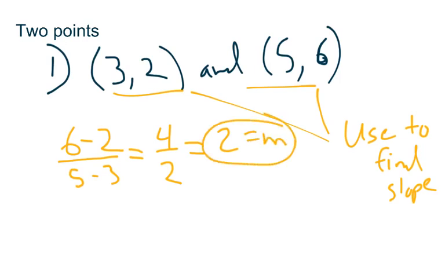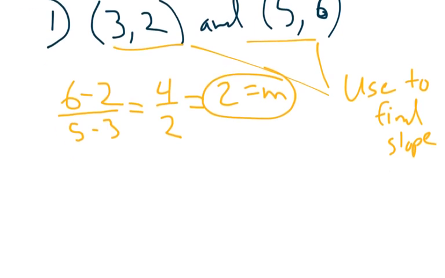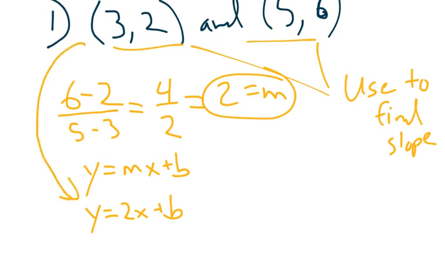I like to put a circle around it just to know, hey, this is a useful piece of information. Because what we need to do is get y equals mx plus b. So what we've now done is found m. Y equals 2x plus b. And now this is starting to look like some of the problems that you've probably seen before, where you have a slope, you have a point. Doesn't matter which one you pick, so I like to pick the one with the smaller numbers, and we just have to solve for b.